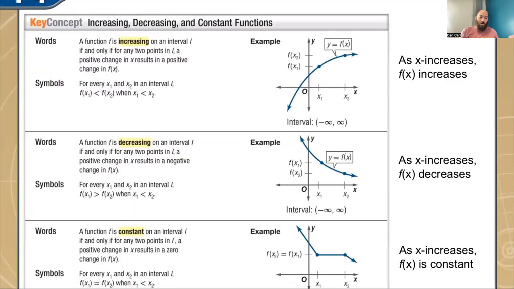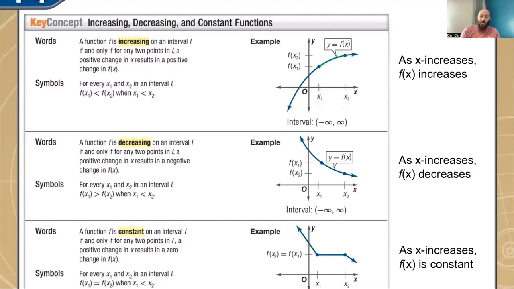So first of all, let's talk about what does it mean to be increasing, decreasing, and constant. So these are our formal definitions. A function f is increasing on an interval if and only if for any 2 points in our interval I, a positive change in x results in a positive change in f of x. So what that means is if I look at x1 compared to x2, which means I'm going left to right, the f of x1 leads to a higher amount for f of x2. Okay, and that's what happens here. So as I go left to right, is the graph increasing?